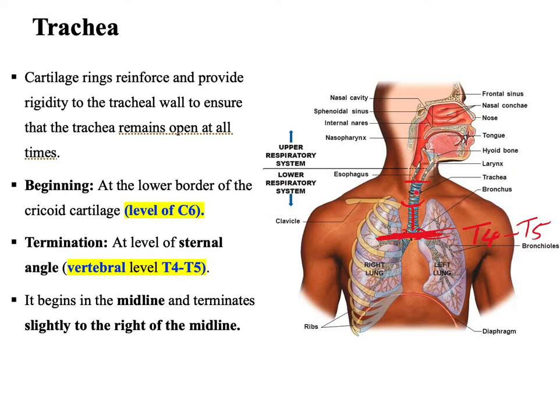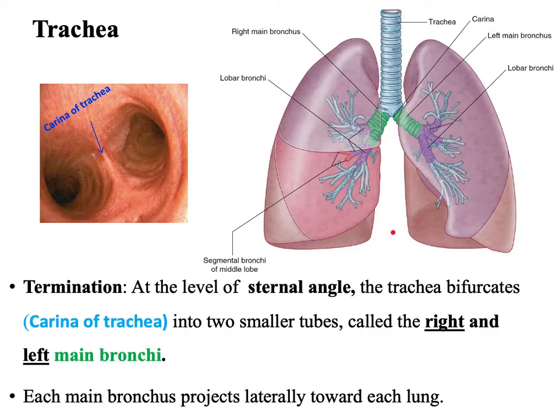So the trachea is mainly in the midline, but just before the bifurcation, it deviates a little bit to the right. So yes, this is the trachea that bifurcates at the level of T4, T5, between T4 and T5, or at the level of the sternal angle, thoracic vertebrae number 4 and 5. This bifurcation point is known as the carina of the trachea.